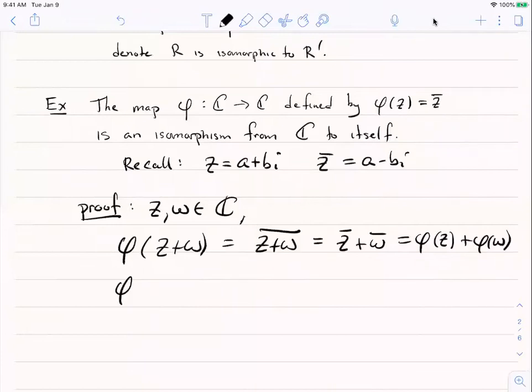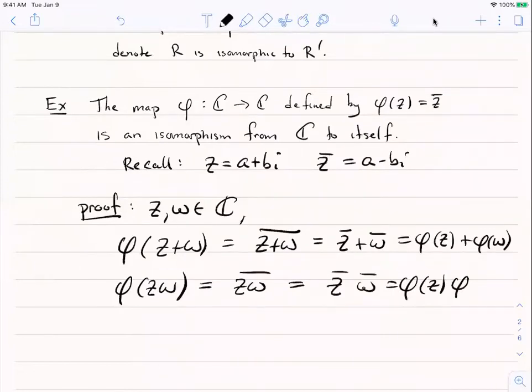We need to check the product. Phi of Z times W, well, that's Z times W bar. And again, back in our work in complex numbers, the conjugate, that's why we study it, it's also multiplicative. So that shows that this thing is a ring homomorphism.